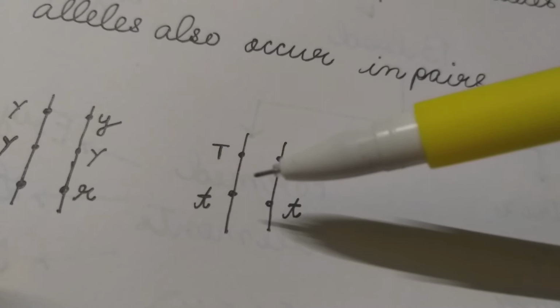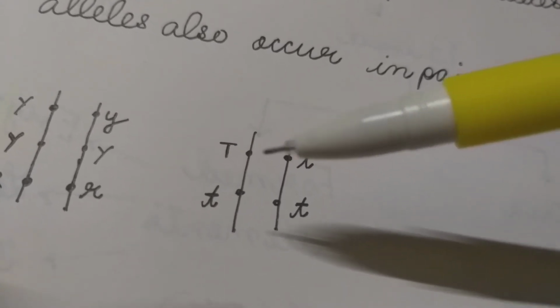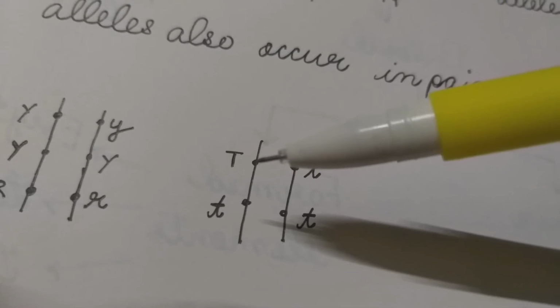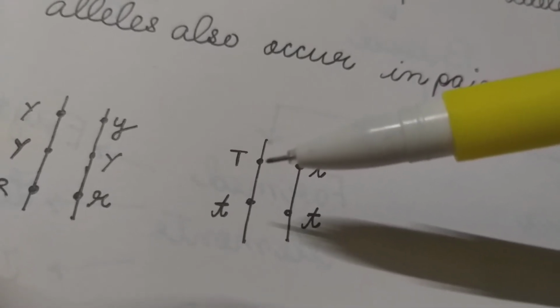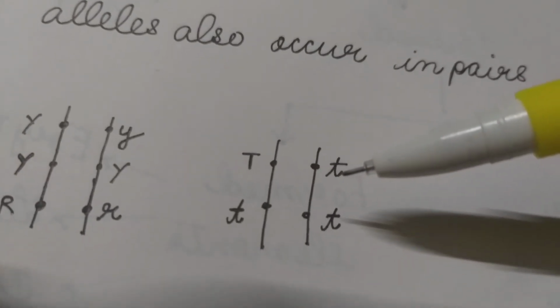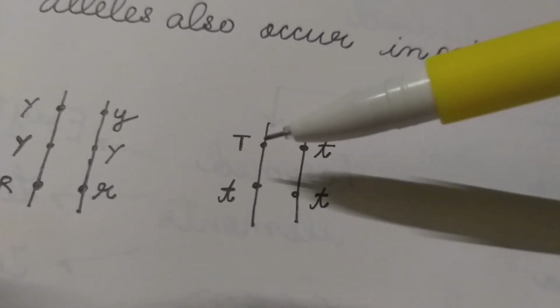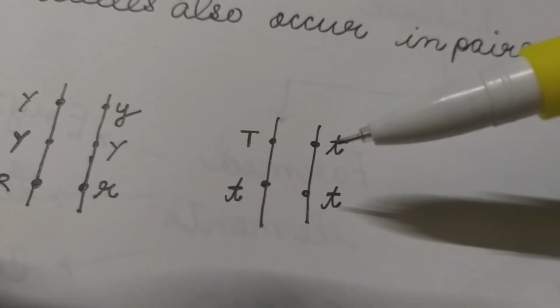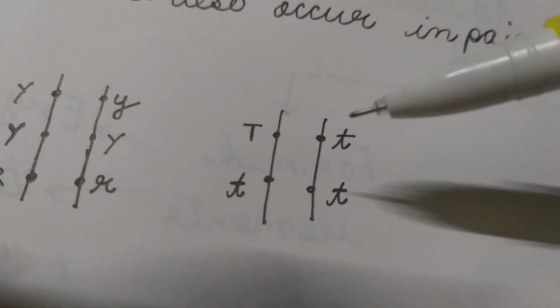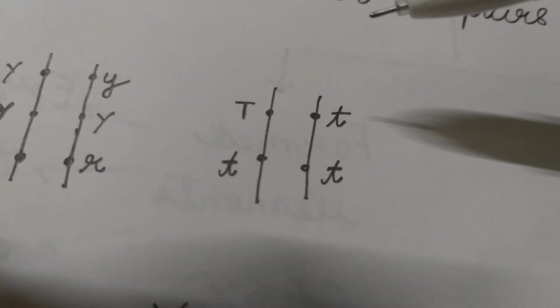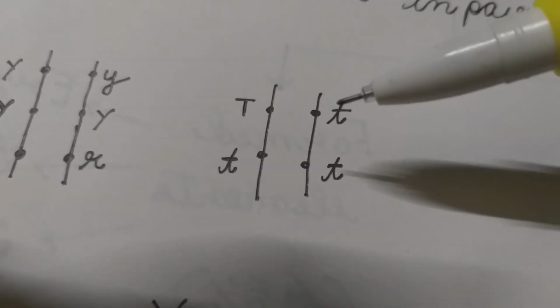This is another pair of chromosomes. Let us suppose in this pair of chromosomes, this is a pair of alleles. One allele is responsible for expressing tallness. The other allele is responsible for expression of dwarfness. But they are responsible for controlling the same character, height, the height of the stem. So height of the stem is controlled by a pair of alleles, capital T, small t.